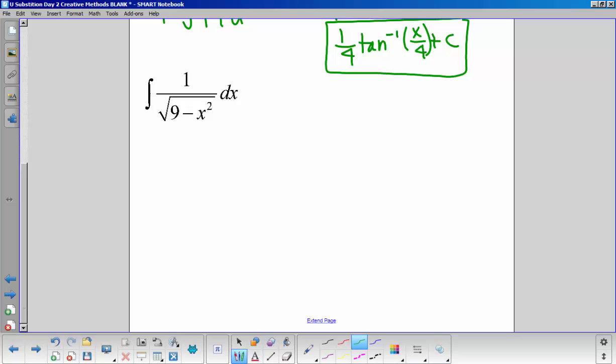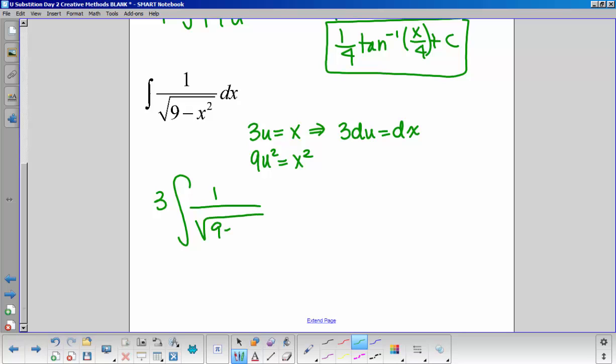Okay, this is a subtly different version of this. Oh, I wish that 9 was a 1. So we're going to let 3u equal x, because what happens? We get 9u squared equals x squared, and if I take the derivative of this, I get 3 du equals dx. And what do I bring out in front? A 3, and then 1 over the square root of 9 minus 9u squared du.